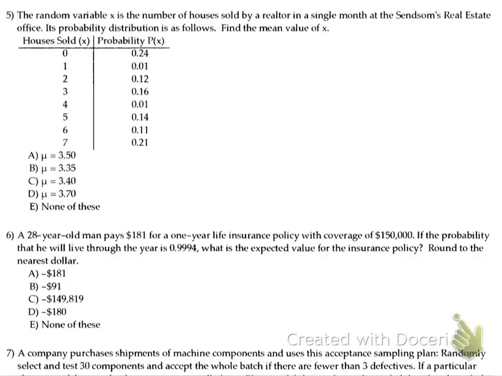Number 5. The random variable x is the number of houses sold by a realtor in a single month at the real estate company. Find the mean value of x. So you see how they have that? It says mean value right there, and it has these sigma things. What are we supposed to do?